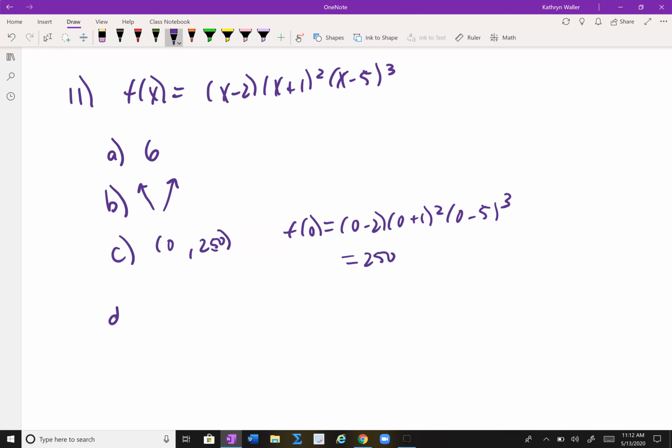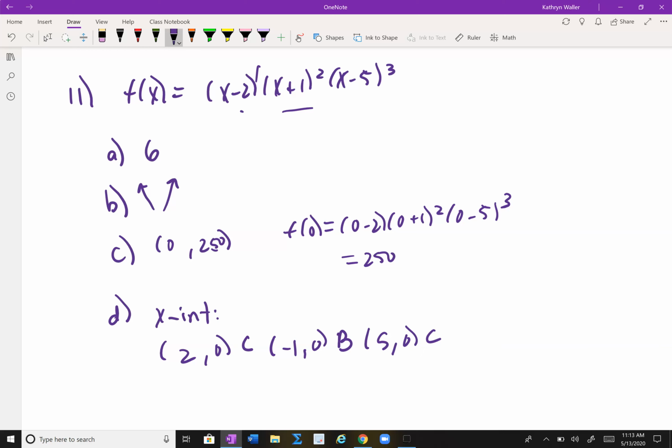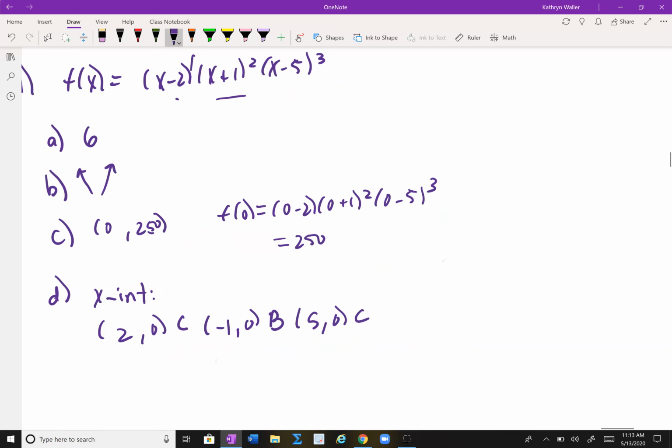Question D, name the x-intercepts and describe what is happening at each point. That's just the bounce cross stuff. So y is a 0, this guy is 2, 0, exponent's 1, so it's going to cross. This guy right here, negative 1, 0, exponent's even, so it's going to bounce. The next one's 5, 0, odd, so it's going to cross. And then they want you to graph it.